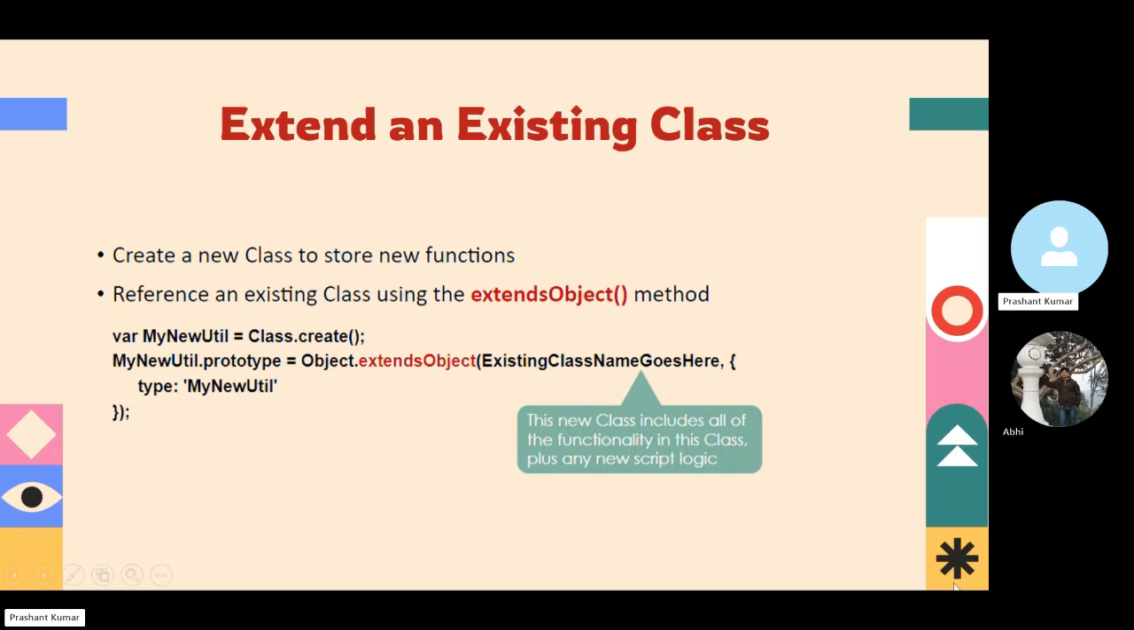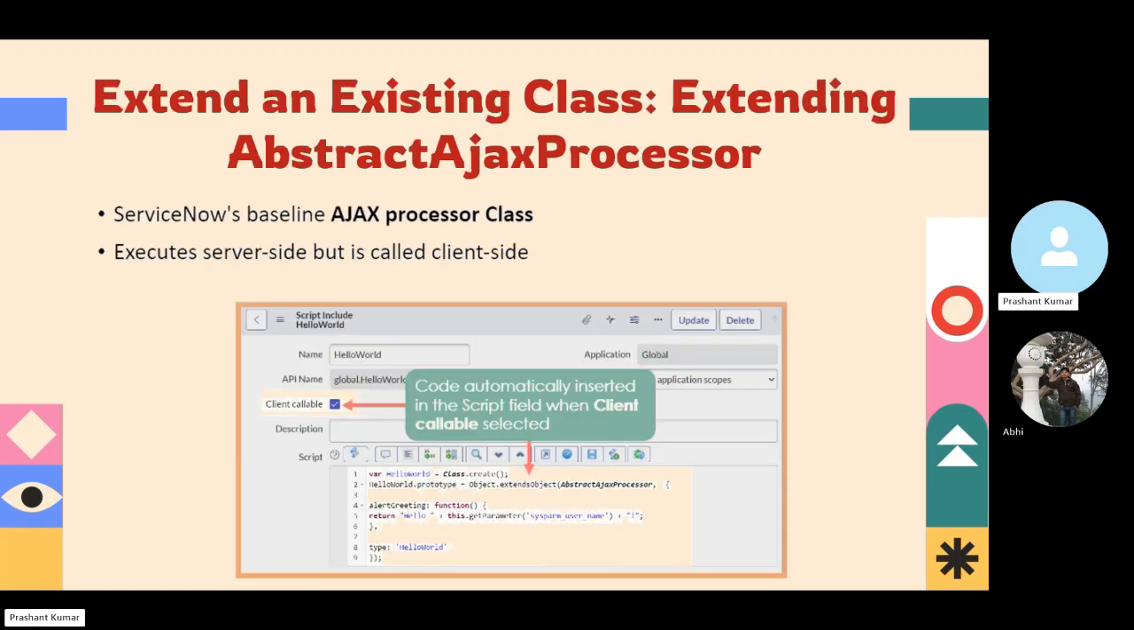Now we have the existing class. So we have this actions object and the existing class name starts here. Mostly this type of script include will be utilized whenever we are calling it from client side script. So this is Ajax processor class generally, and this will be mostly client callable. So this will be mostly utilized.